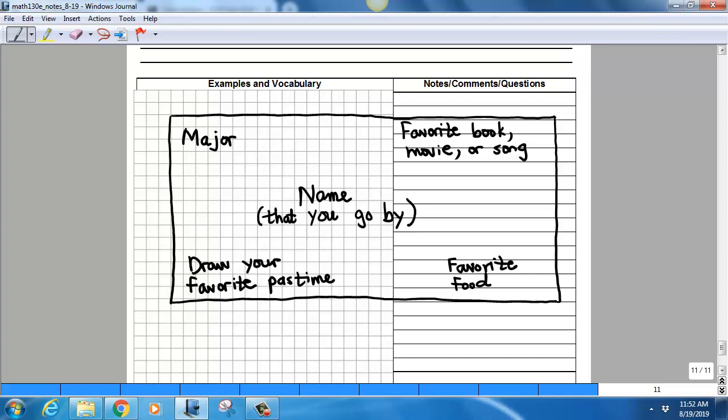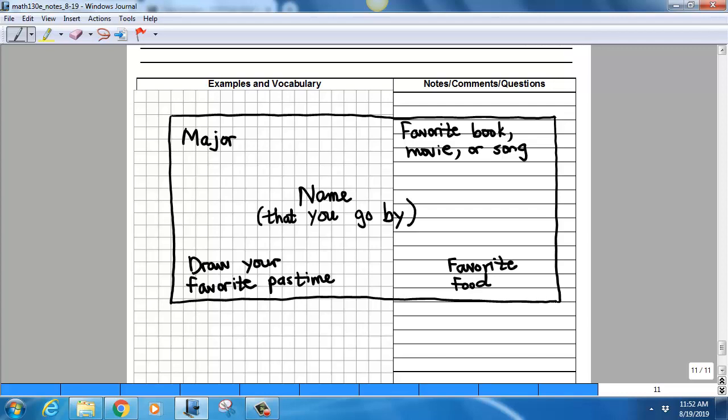And then in the top left-hand corner, I want you to put whatever your major is, or what you're thinking about as a major, what your interest is, if you haven't formally declared a major yet. On the right-hand side at the top, your favorite book, movie, or song. You don't have to have all three, so whatever comes to mind. Could be whatever song you just heard on the radio while you were coming to school, if that's on your mind. So favorite book, movie, or song.